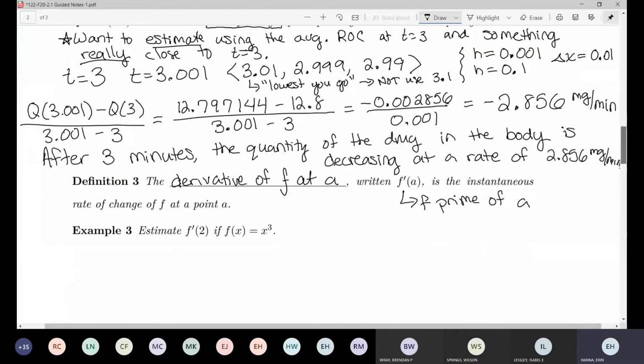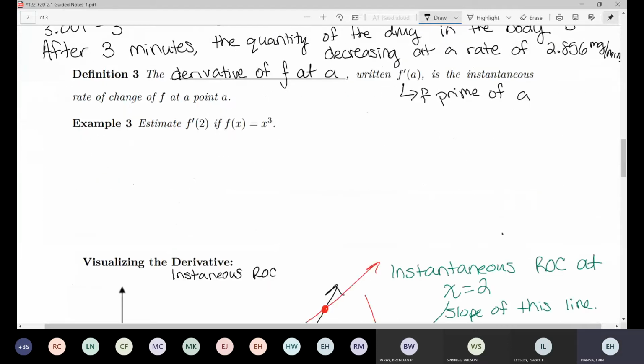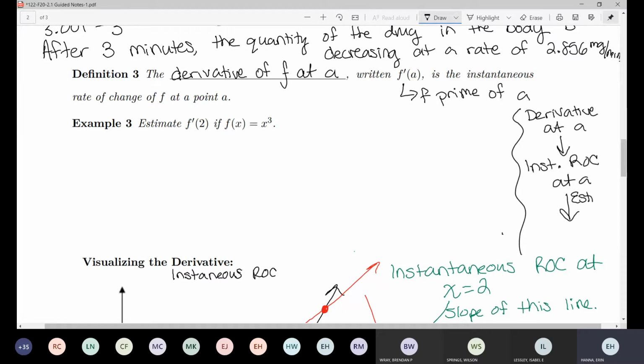So that means that anytime, at this point in time, we're asked to estimate a derivative value, we use an instantaneous rate of change. Now, if we want the derivative at a, that's equivalent to the instantaneous rate of change at a, which we estimate with the average rate of change. So it's kind of this long path we've got going on now.